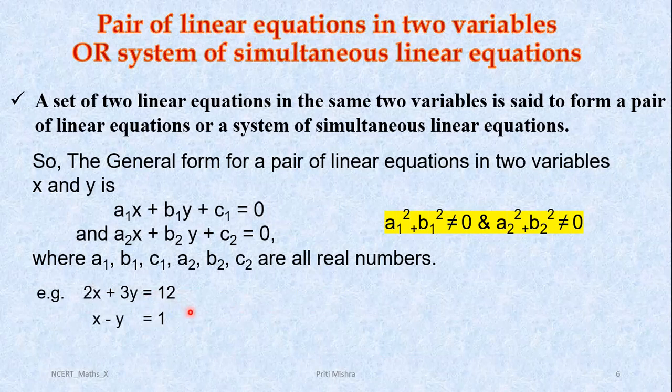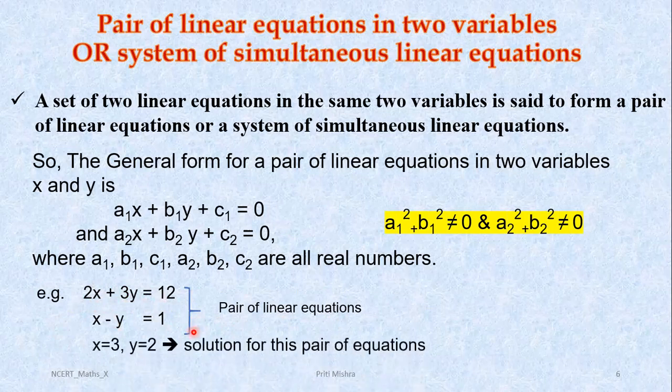Here we have two equations which are a pair of linear equations, as both are in the same variables: 2x plus 3y is equal to 12 and x minus y is equal to 1. And we can have its solution, which is x is equal to 3 and y is equal to 2, because these values of x equal to 3 and y equal to 2 satisfy both the equations. You can check it here just after replacing x by 3 and y by 2. Left hand side and right hand side you will get the same.